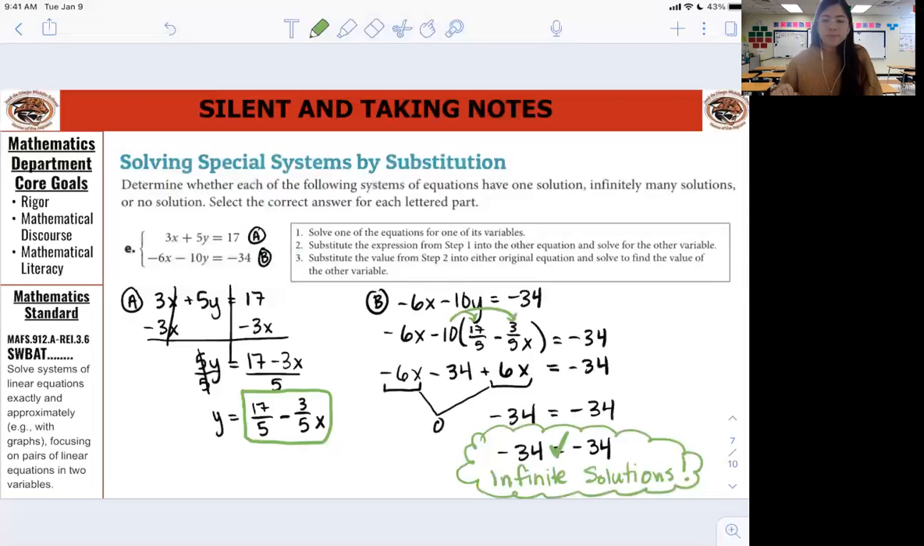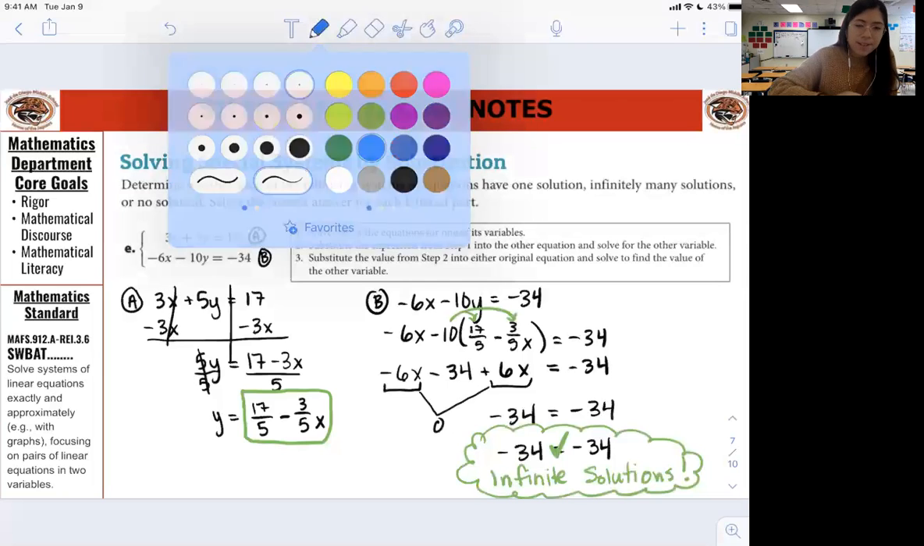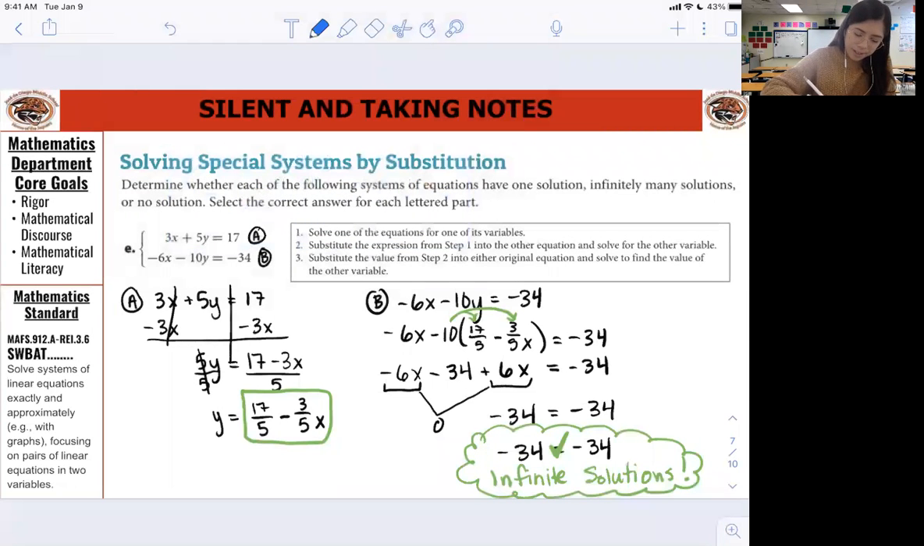Miss, I thought it was going to be an infinite solution because of A and B. The 17 times 2 is 34. Yeah, so I was actually just going to ask that. What do we notice between equation A and equation B?